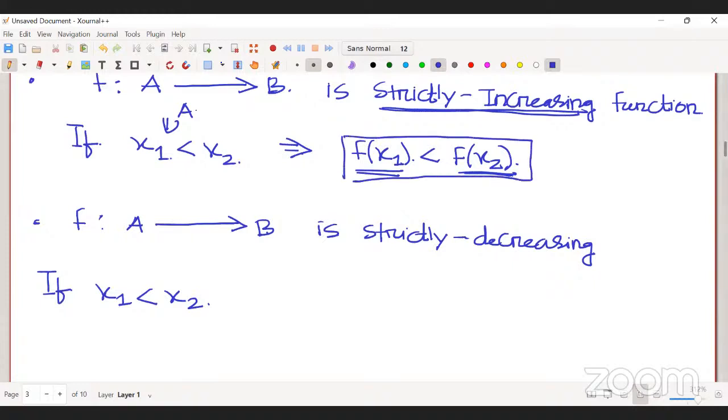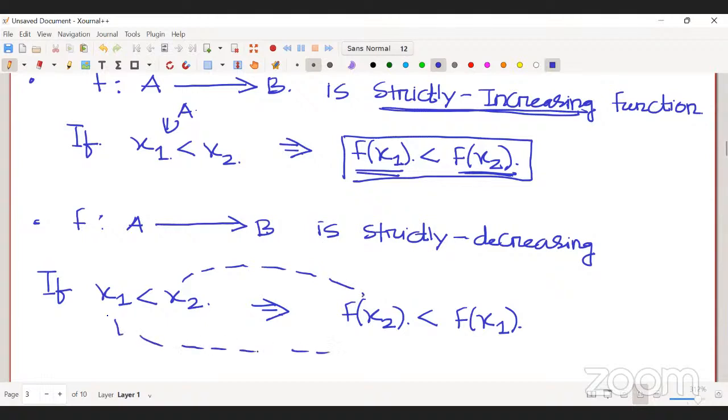So if x1 is less than x2, this should imply that f of x2 is less than f of x1. So as you can see, basically it reverses the order. If I take two elements in the domain and x1 is less than x2, then f of x2 is less than f of x1. It changes the order of the elements in the domain.